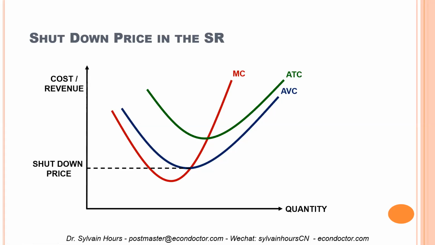To put it differently, as long as the price is above the shutdown price, the profit maximizing level of output will be such that your profit will be bigger than minus the fixed cost. So you should stay in business. But on the other hand, if the price is lower than the shutdown price, then if you stay in business, the profit that you will make at the profit maximizing quantity will be smaller than minus the fixed cost, so you should shut down. You will not even be able to cover your variable cost.